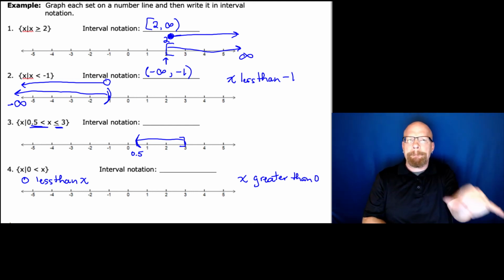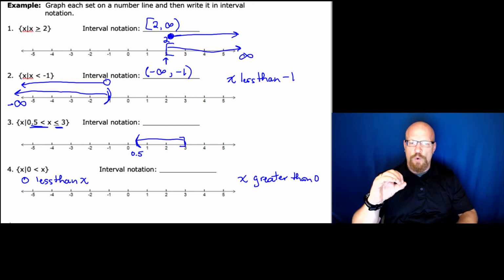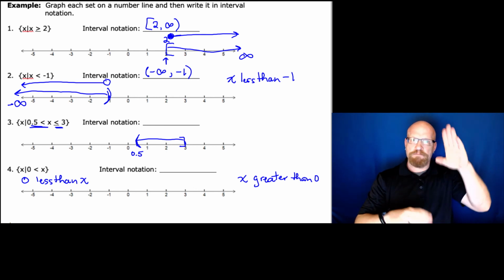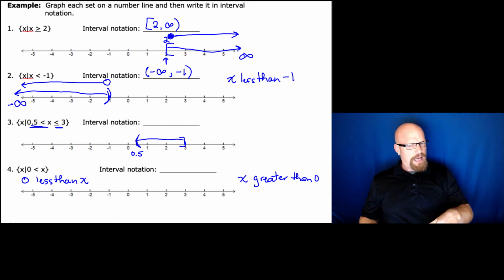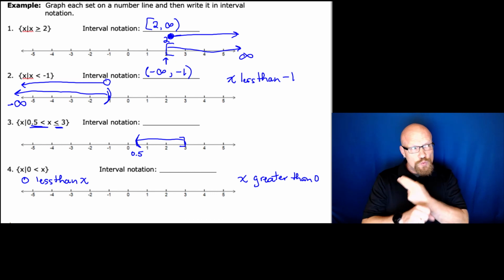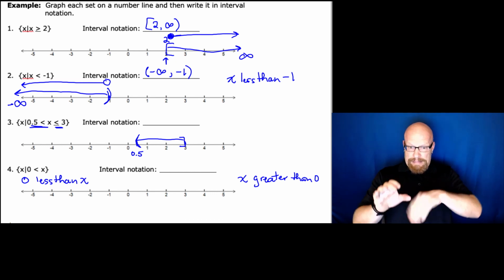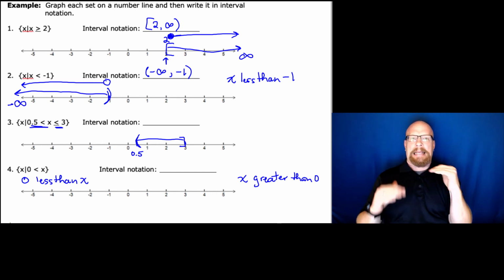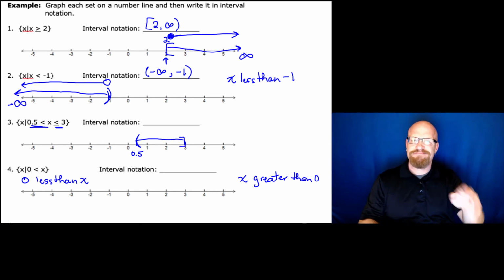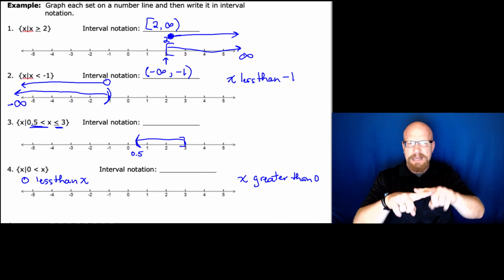Those two statements are the same value. They are the same thing. If 0 is less than x, then x is greater than 0. So would I use a parentheses or a square bracket? Is it open or closed? There's no equal sign there. So it's going to be using a parentheses, so an open.